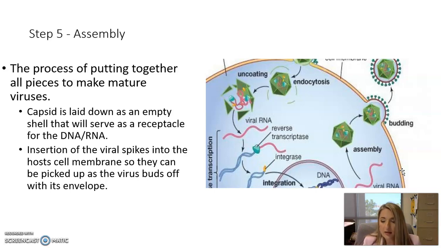But the main thing to remember in the assembly stage is this is when we're putting together the parts of the virus to make the mature virions. So again, that's just going to be forming the capsid around the genetic material. And if it's a naked virus, the spikes would get attached to the capsid. If it's an envelope virus, though, the spikes are temporarily sent out to the host cell membrane where they'll be retrieved in the next step.